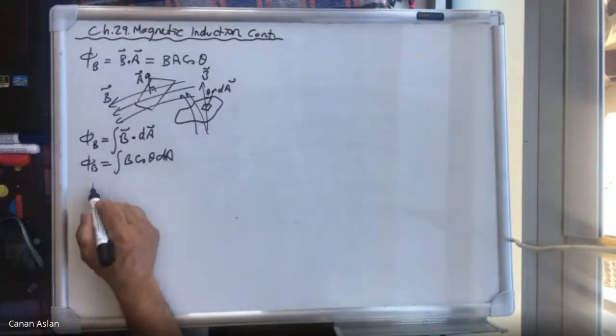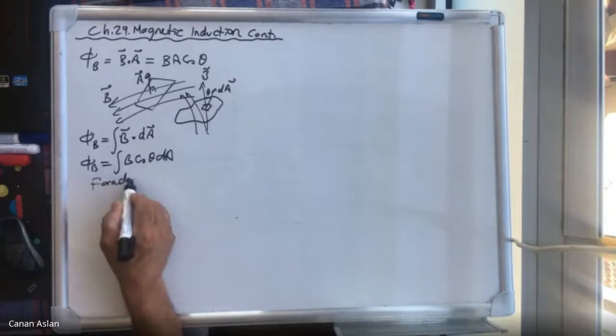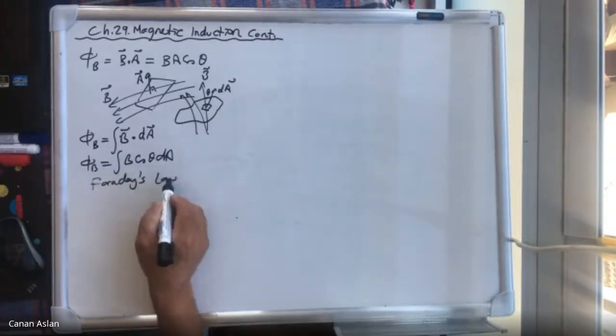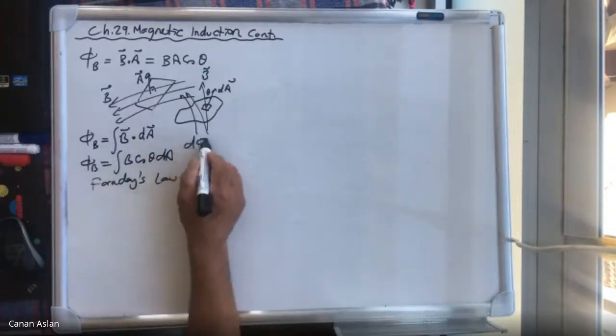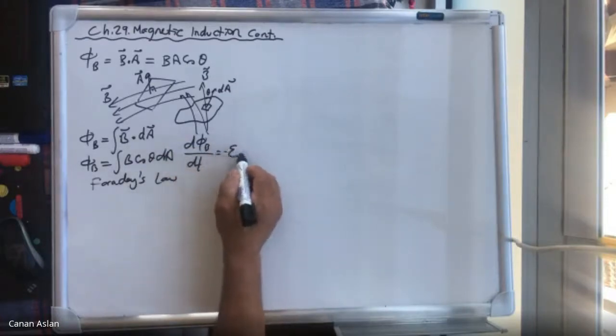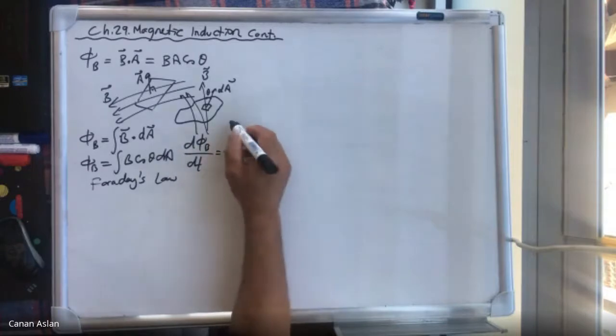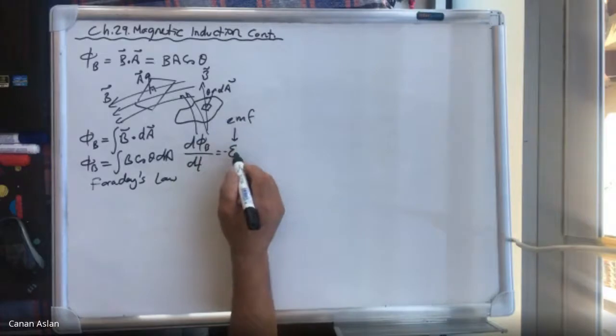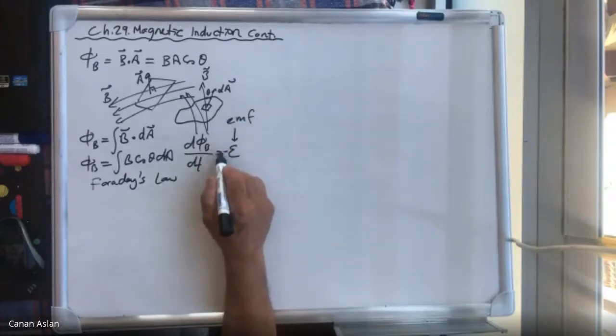And Faraday's law states that the time rate of change of this magnetic flux induces some kind of potential difference. So this epsilon is the electromotive force, or just the voltage, or voltage difference.